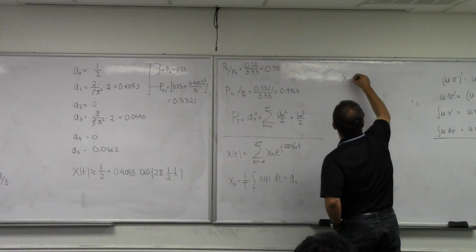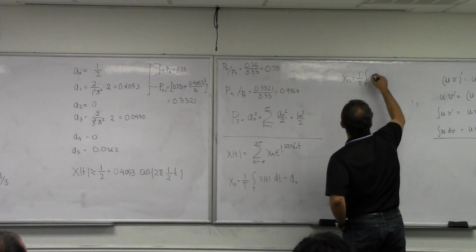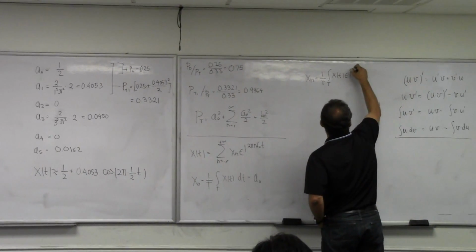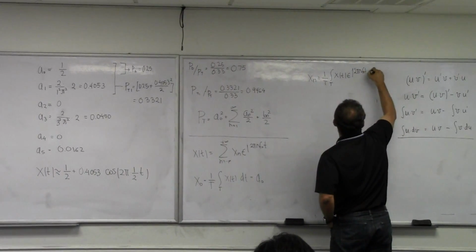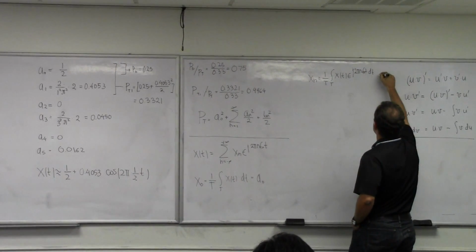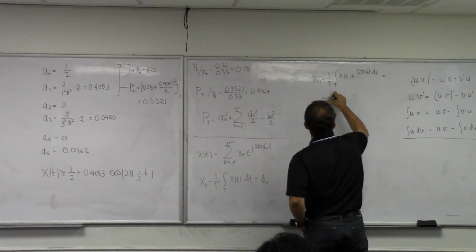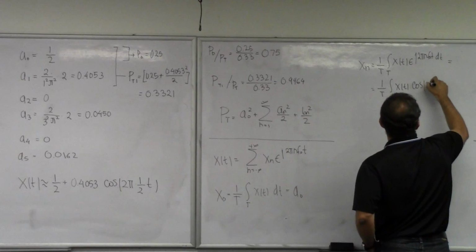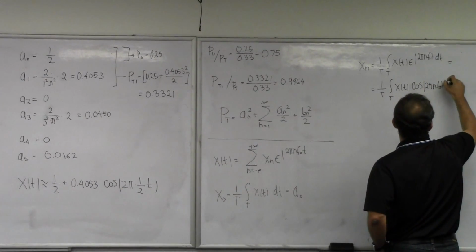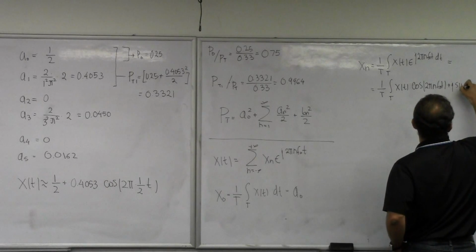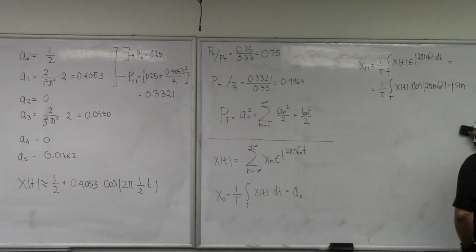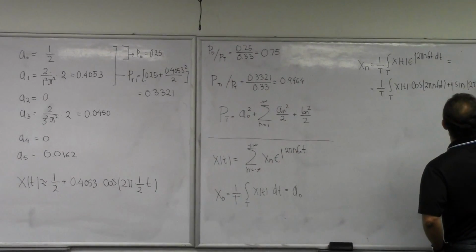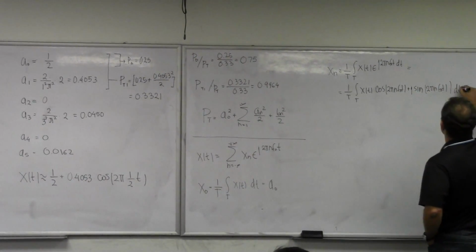xn is calculated as 1 over T, integral over T, x of t e to the minus j 2 pi n f0 t dt. But watch this. In this case, I have that this is 1 over T, integral over T, x of t, cosine 2 pi n f0 t, minus j sine 2 pi n f0 t. And this is where I'm going to use the symmetry.